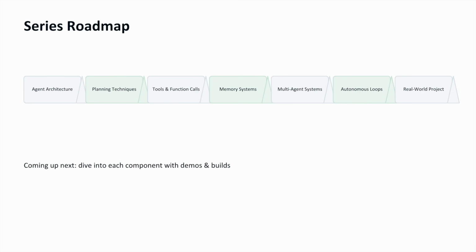Okay, this is a series roadmap that I have thought about. We are basically in the first phase of agent architecture. We're going to see some planning techniques. We're going to talk about tools and function calls. Obviously, these are going to be hands-on as well. I'm going to show you hands-on creation of an agent very soon in the next video, right? It's going to be amazing. So just stay tuned. Okay, just have a little bit of patience because the basics are also important, right? Multi-agent systems, you're going to see autonomous loops, real world project.